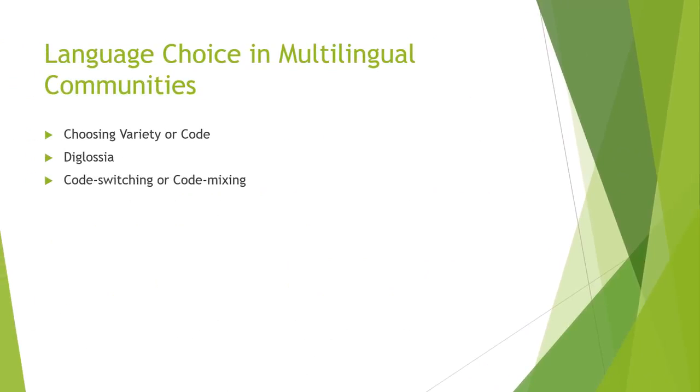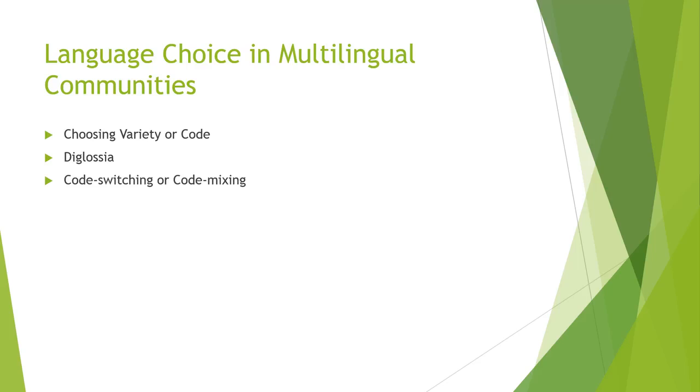There are three main subjects in this video. The first one is choosing a polity or code. The second one is diglossia, and the third one is code switching or code mixing.